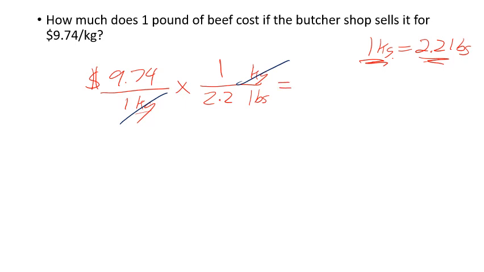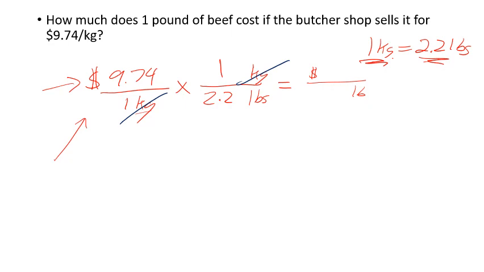So I should go 9.74 divided by 1 times by 1 divided by 2.2. You don't have to do that, divide by 1 times by 1. So you can just go 9.74 divided by 2.2, and that should be dollars per pound. Everything canceled out, so what it should be is dollars over pounds.